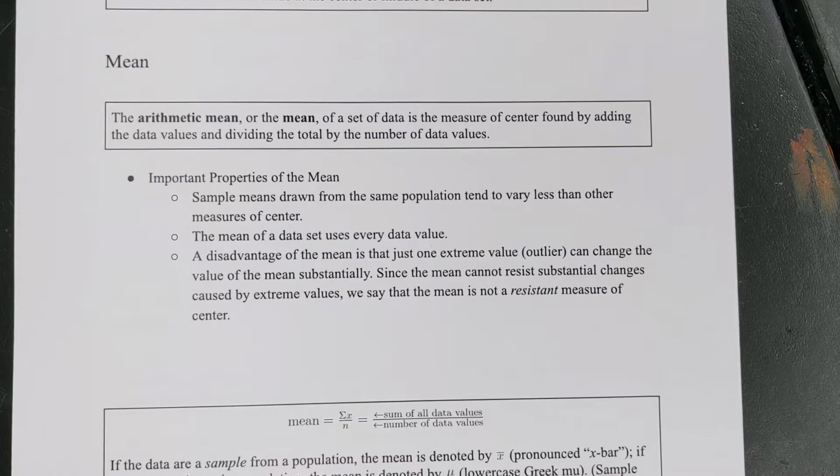The third one talks about the disadvantage of the mean. Means are affected by extreme values or outliers. If you have one number that's very, very large compared to the group, or one number that's very, very small compared to the group, that will shift your mean up or down depending on which outlier you have. The mean is not very resistant as a measure of center, because only one or two very large or very small values can greatly affect the overall result.